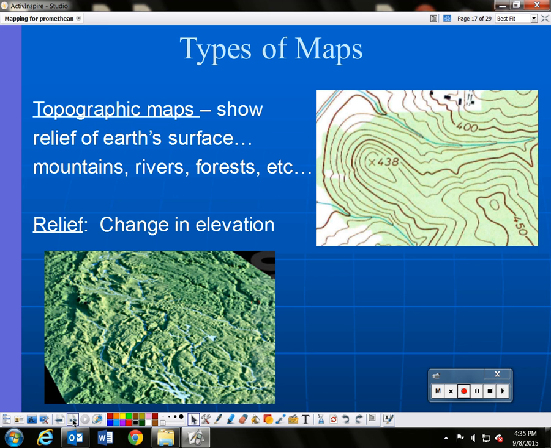Topographic maps show relief of Earth's surface. Relief is a change in elevation. It's sort of the lumps and the bumps, the high spots and the low spots. It can be a mountain, a river, a forest. It can be a valley. Okay.